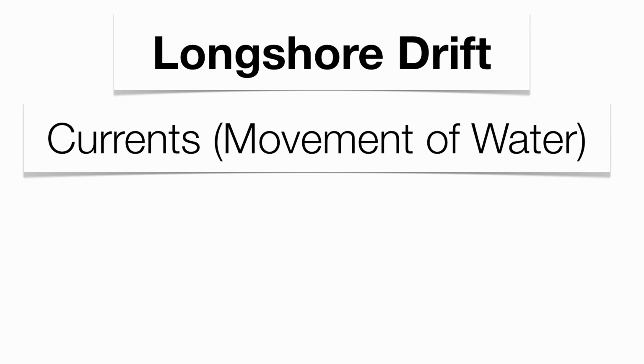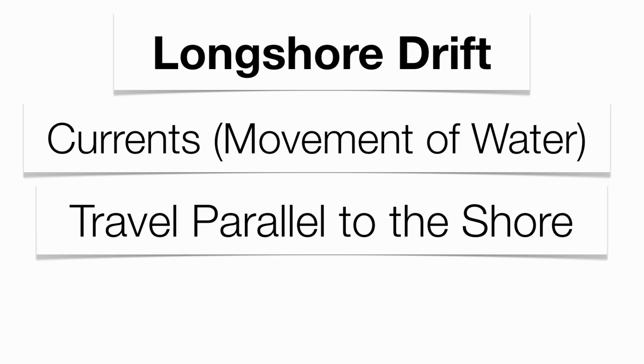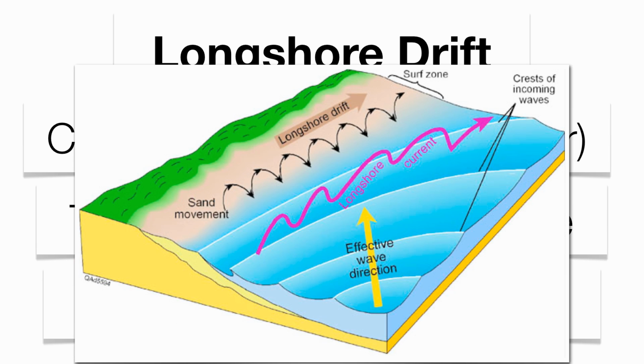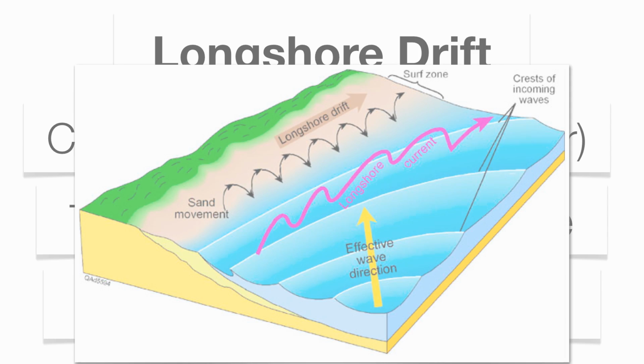Now, waves are going to carry sediments. That's what we call longshore drift or longshore currents. Longshore currents are going to carry sediment to the beaches. They're going to travel parallel to the shoreline and deposit sediment on the beach itself, which will basically make the beach get bigger. So you can see how the longshore current is going to carry their sediment to the beach, and that sediment is going to be deposited on the beach.